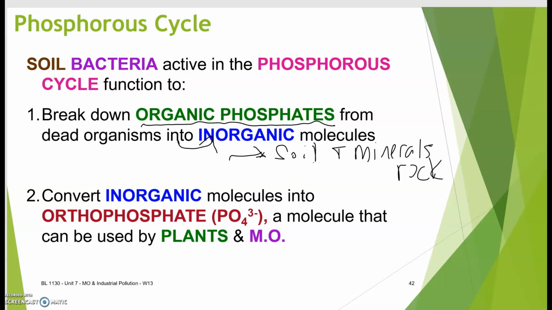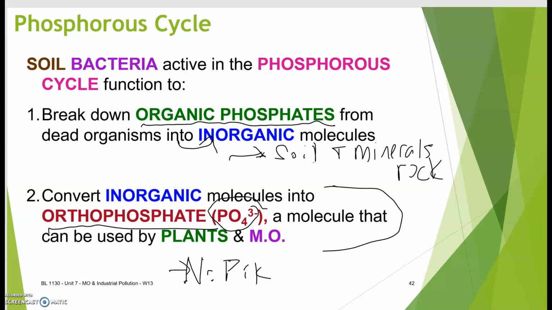Now we have another group of bacteria that are going to take those inorganic molecules of phosphorus and switch them into orthophosphates, so PO4 negative. Now PO4 negative is a molecule that can be used by other plants and other microorganisms. If again you go back to that fertilizer example and you get that ratio of N to P to K, well, the N we already talked about was nitrogen, the P is phosphorus, and then the last one is potassium, but we're not too worried about potassium in this course.